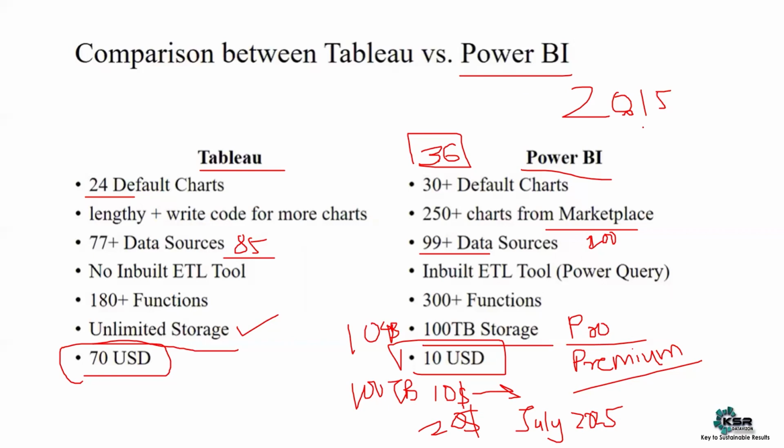But from July 2025, they are increasing the prices. Pro will be 14 and Premium per user, I'm not talking about capacity, Premium per user would be 24. So these are the prices which would be affected from July 2025. Even if it's 14 or 24, you see the Tableau minimum comes with 70. So it is almost three times. So that's the reason people are going with Power BI.